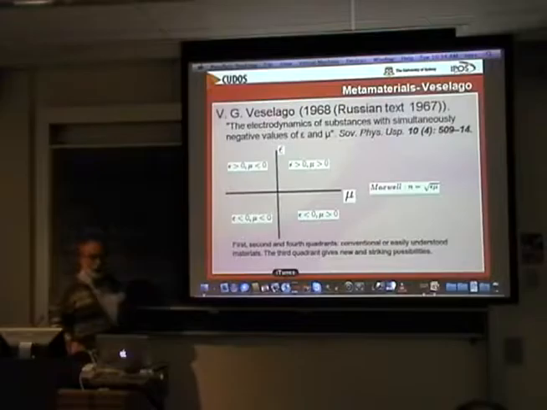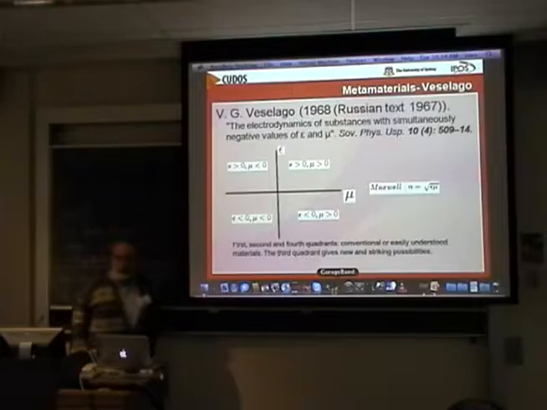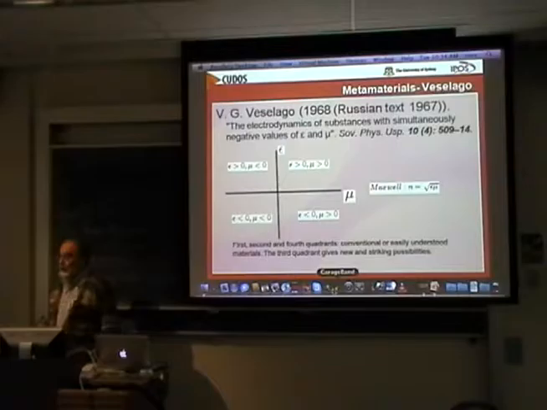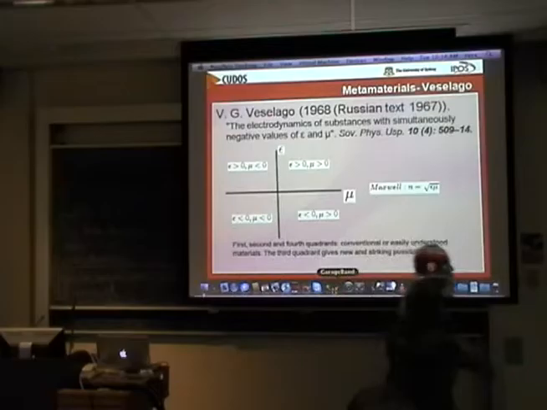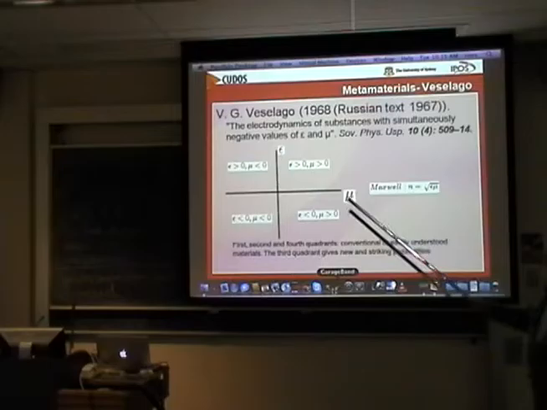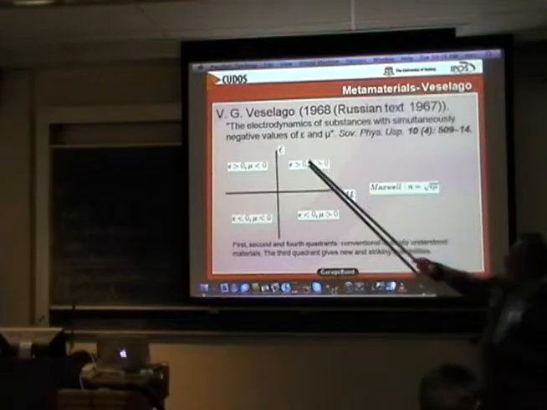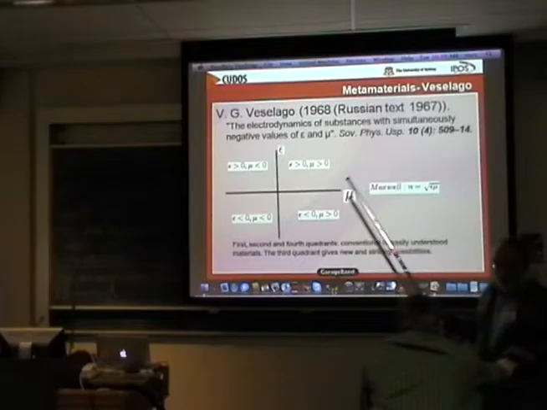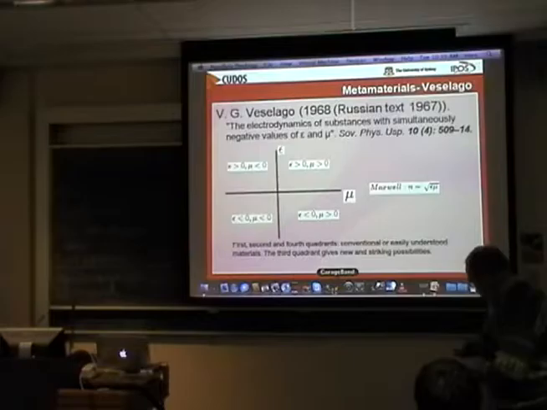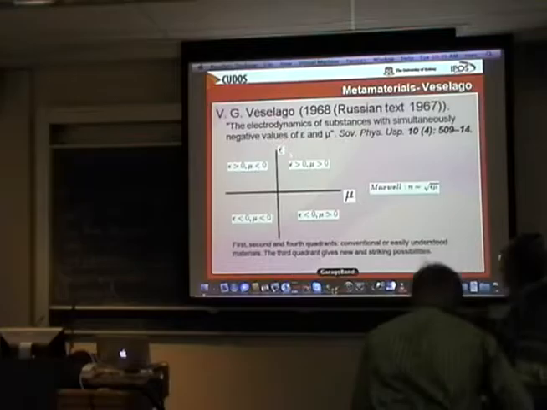Veselago actually was thinking about what would happen. He thought about this diagram, if you construct a diagram of dielectric permittivity, epsilon, versus magnetic permeability, mu. The conventional region is the region where epsilon is positive and mu is positive. So this is the quadrant which people are most familiar with, ordinary dielectrics sit there.